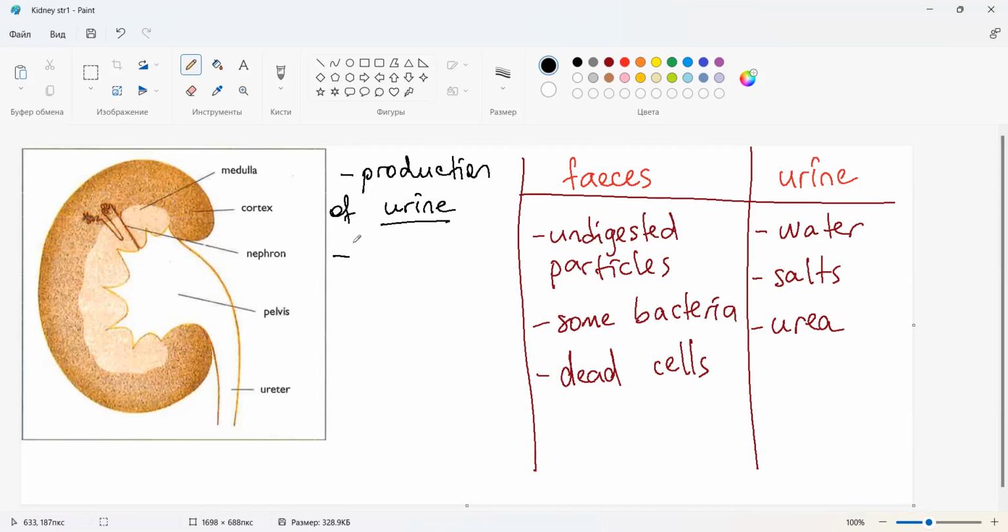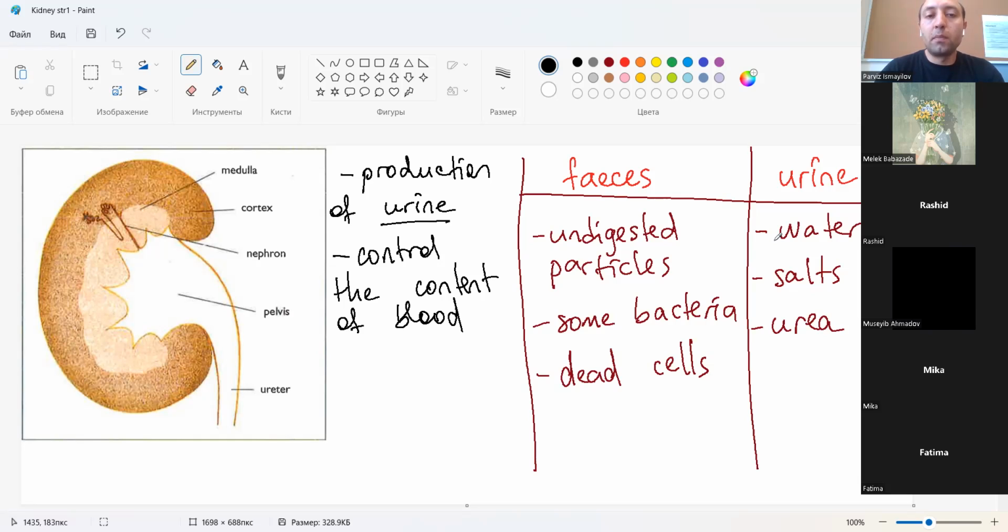Production of urine is related with the control of the content of blood. Because guys, you know that blood is a very important substance for the body. If in the blood we have more salt, the blood will become concentrated. Your blood will take more water by osmosis, and pressure will increase. Increase in pressure means that vessels can burst and cause bleeding. So you always need to control the substances in the blood.